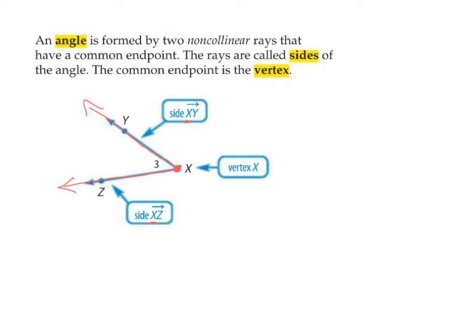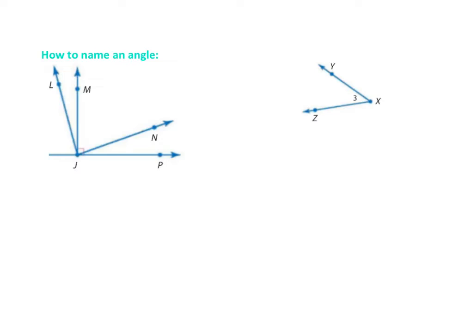All letters are capitalized. Vertex is a point, so points are always uppercase. And the sides are rays, and all rays are also capitalized. You must have the symbol of a little ray on top of the two letters for shorthand notation. There are various ways to name an angle. One of the ways you can name an angle is based off of just the vertex and the two sides.